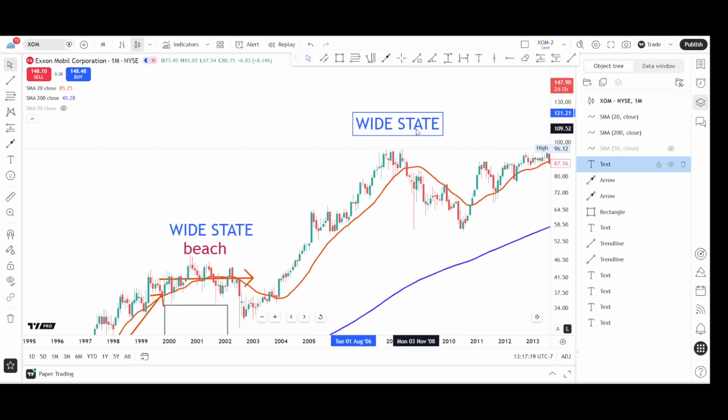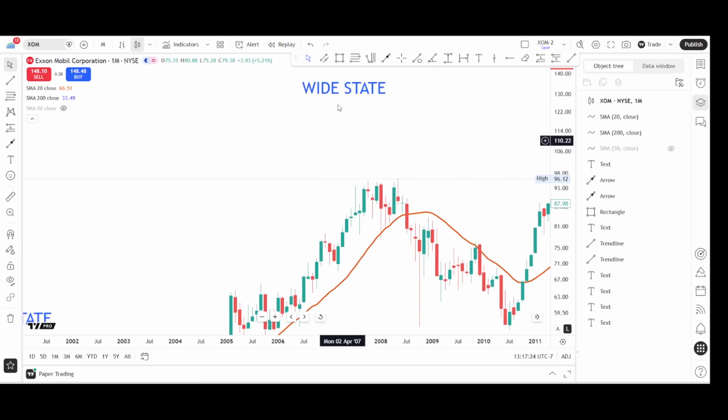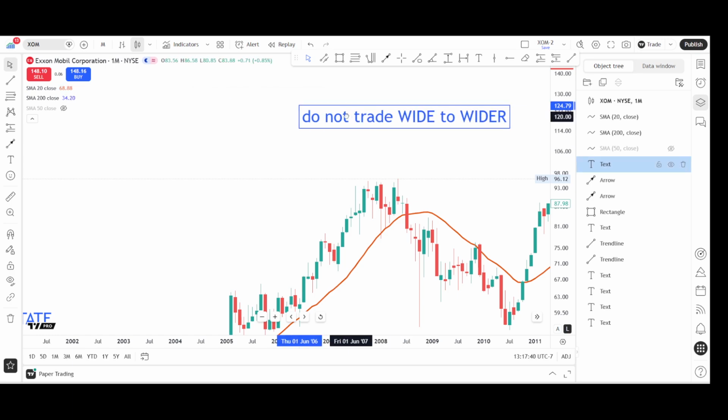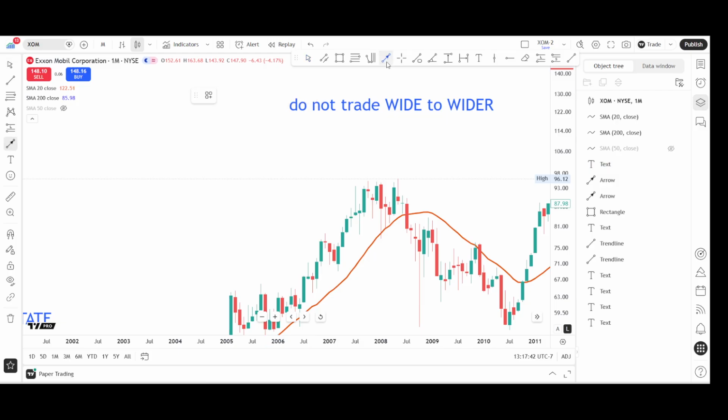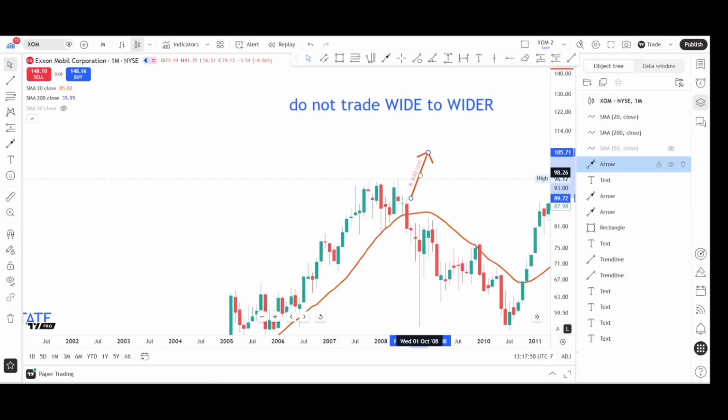Now we don't trade wide to wider. Let's focus in on this one. We do not trade wide to wider. We don't keep trading when we're wide. We trade next to the 20 or near the 20. We don't trade away from the 20 wider, especially when it's gone flat here.